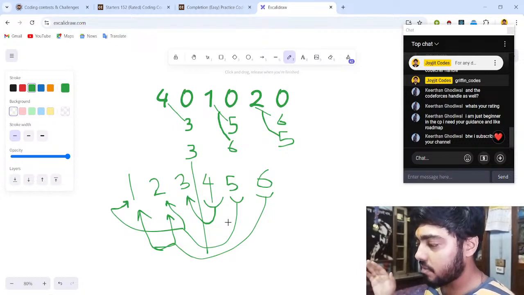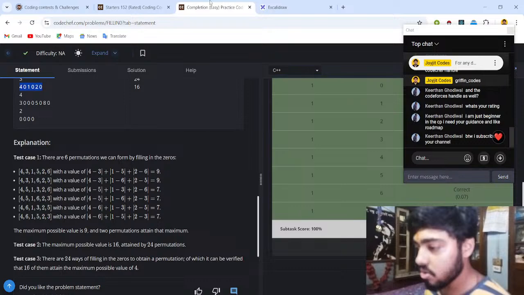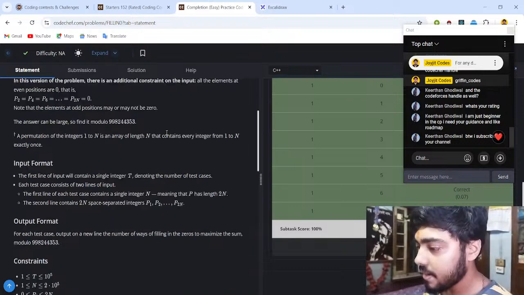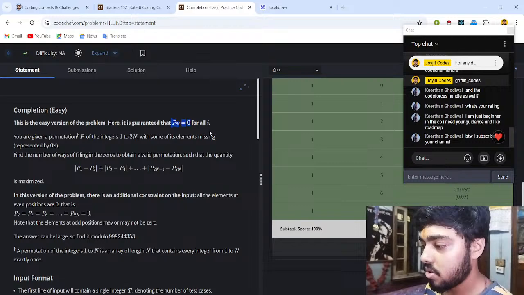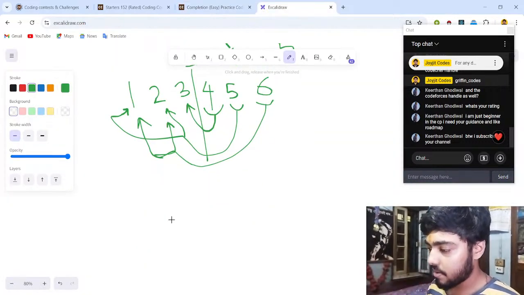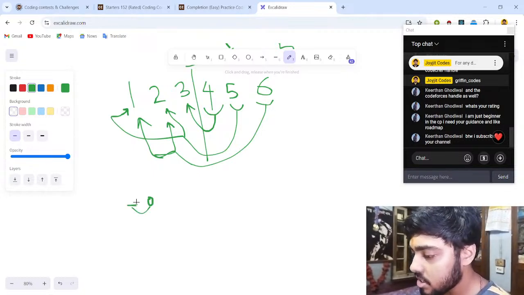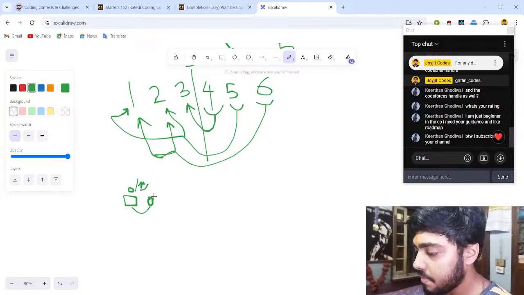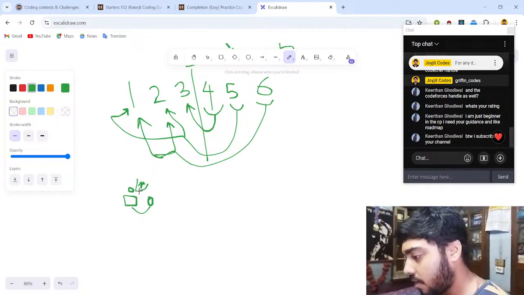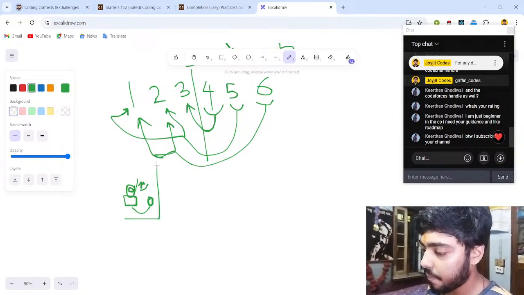All the elements of the first part are connected to the elements of the second part. Why is it so? Because it was given that the second positions are always 0. So for every specific pair, since the second one is 0, at least one will be given. So this can be either 0 or a number. If it is a number, that means only one is given, and if it is 0, it means that none of them is given. This is for a pair, okay?